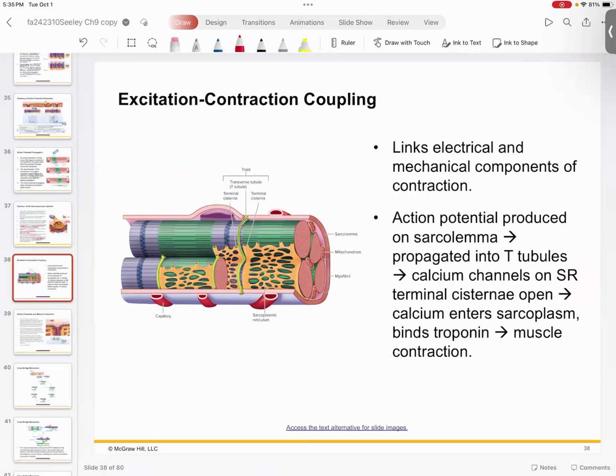So that's what's happening at the neuromuscular junction. A lot going on there, right? It's a very busy place, a lot of different things happening. So when we take a look at the coupling, so we have contraction, right? We have the sliding filament model.